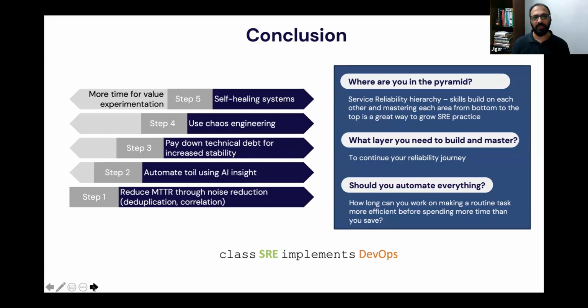Step 2 would be, when we are at step 1, if you see, we are not bringing in more business value, or we are not adding more value, but we are doing more of a cleansing. Then you automate the toil using your AI insight, using different analysis, and that is to reduce all manual activity.